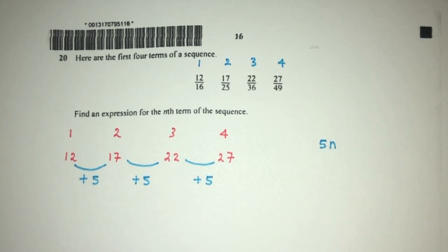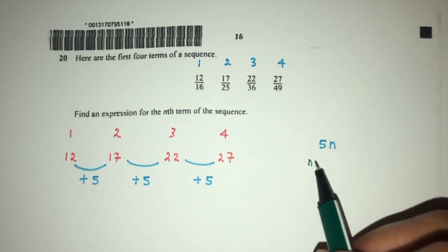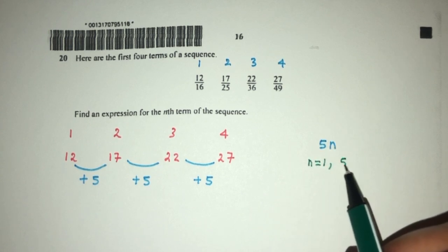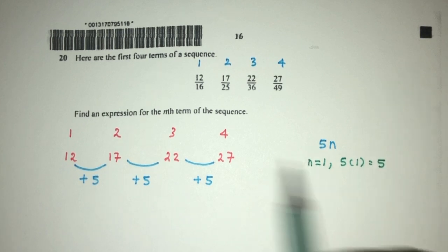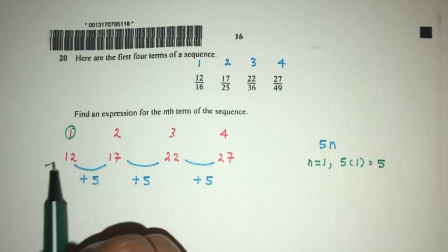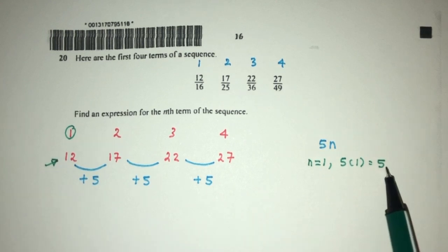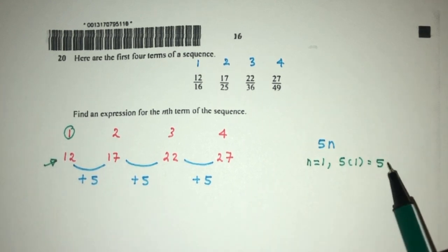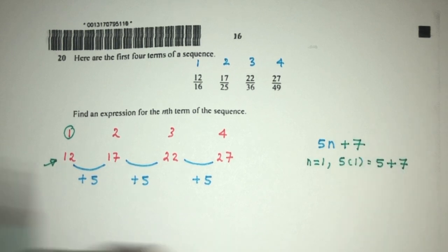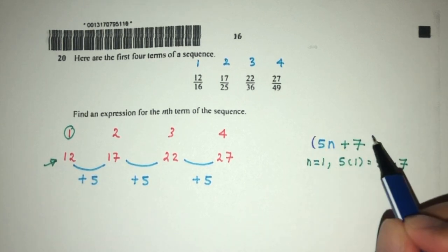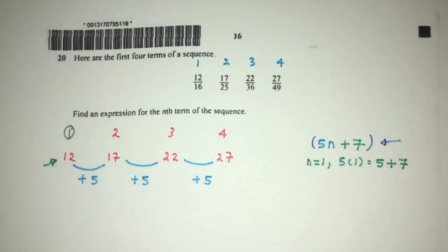Now for the first term, we know the value of n has to be 1. But when you replace here 5 times 1, it is 5. However, we know that the real value of the first term is 12. So it is not okay. How can you make 5 become 12? You have to plus the value of 7. So we have to plus 7 over here. So this is the nth term on the numerator. Okay, now let's follow up with the denominator.